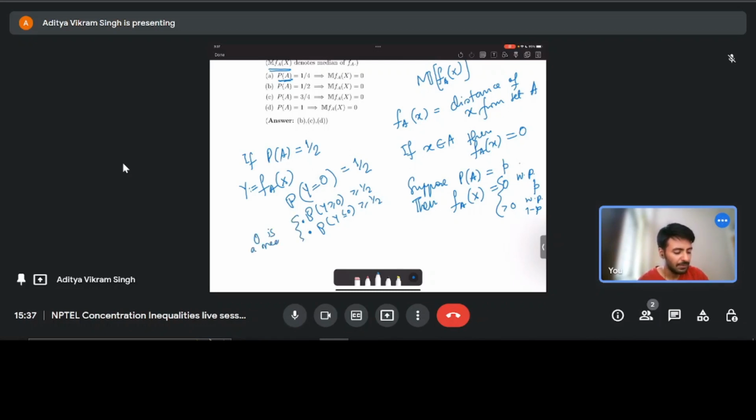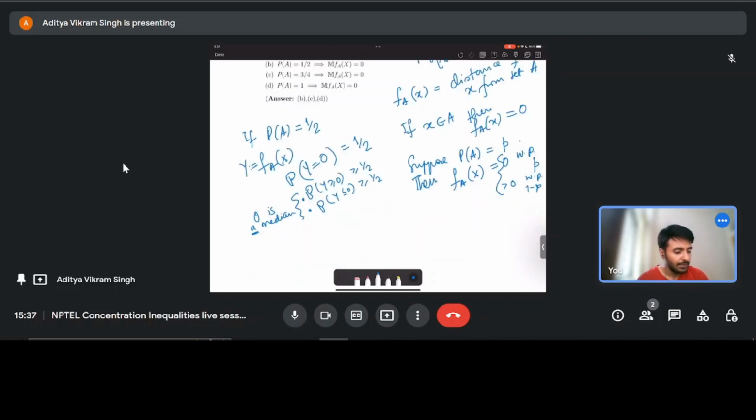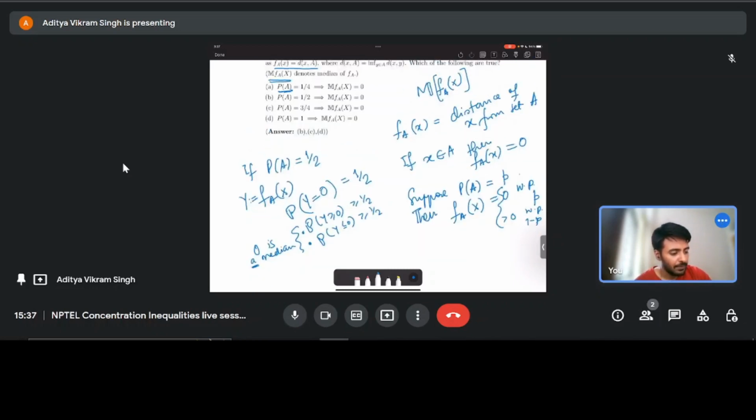So median may not be unique. Okay, so 0 is a median. That's why we say a median. So median's definition is some quantity for which the probability of being greater than equal to that quantity is more than half, and the probability of being less than equal to that quantity is also greater than equal to half. Okay, that's how we define median. Right, so for half we know that the median would be 0, so this B is correct.